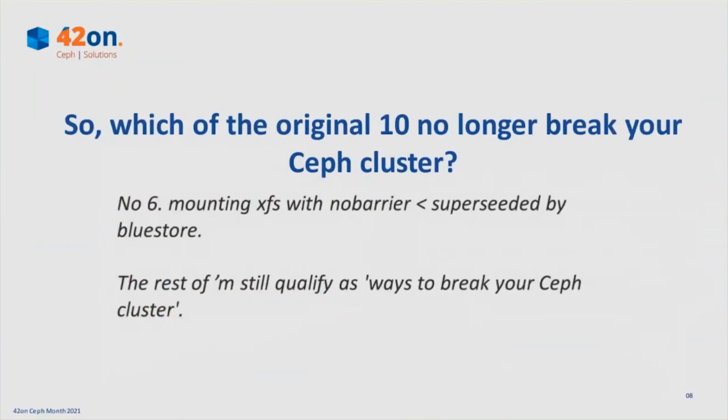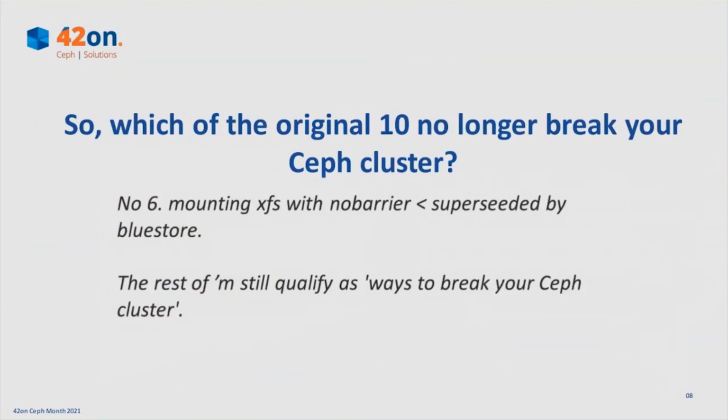So we also looked at the original 10 that Guido did. I urge you all, if you haven't seen that one, also look at the original 10 ways to break your Ceph cluster. But from the original 10, there's number 6 that we no longer consider a way to break your Ceph cluster because it's been superseded by BlueStore. We don't use XFS that much anymore. There are also talks of removing FileStore entirely from Quincy, I believe.